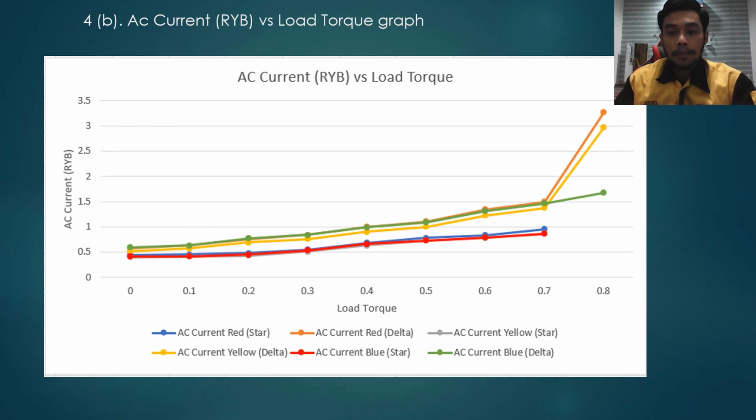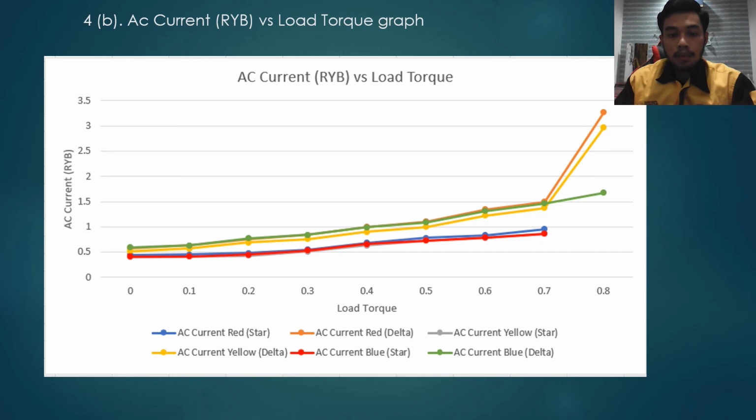3.97 something here. And then for the yellow phase star, which is the gray one, it is between the blue and red here. It also increased linearly, and after 0.7 it starts to experience stall condition. And for the yellow graph color here for the delta, it also increased until 0.7, and after 0.7 it rose up until 3 ampere. This is for the stator current.